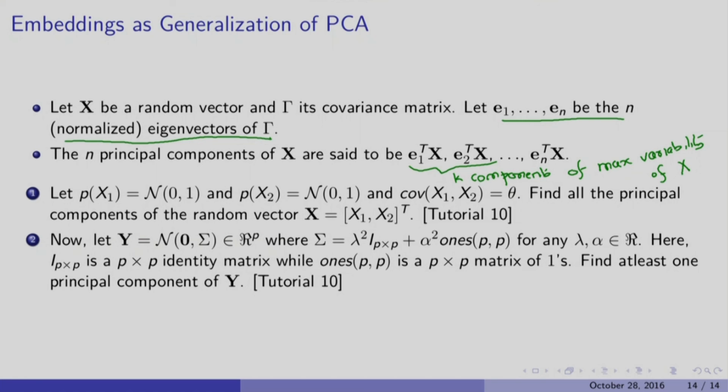Now let us say you have another random vector Y, a multivariate Gaussian. This multivariate Gaussian is centered around the 0 mean vector with a covariance matrix which is the identity matrix plus a small shift. Try and find at least one principal component of Y. I again add this disclaimer that PCA cannot be recovered through simple backpropagation on embeddings. However, you could think of PCA as a specific example of the embedding model.